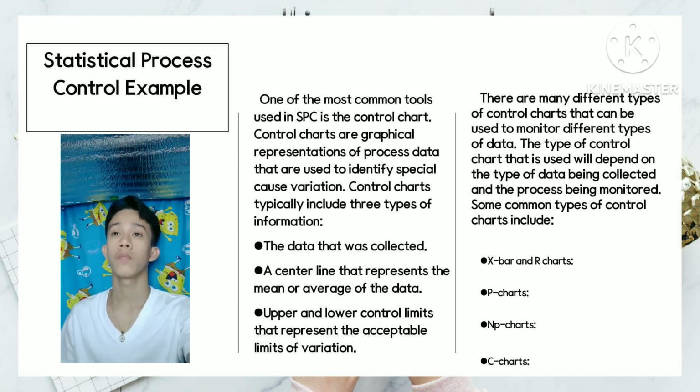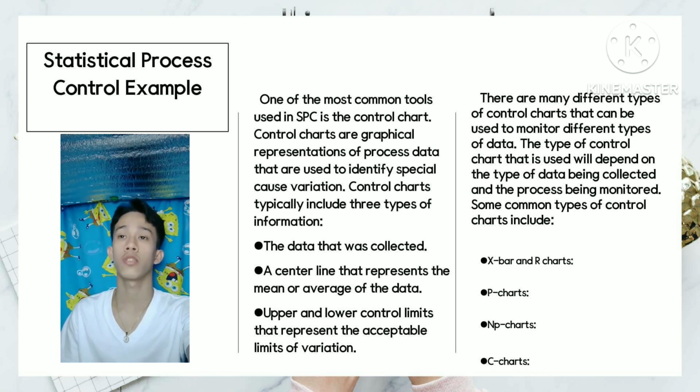Suppose that a company is monitoring the weight of product coming off an assembly line. They collect data for 100 products and create a control chart. The data shows that the average weight of the product is highly below the desired weight, and that the variation is within the acceptable limits. Based on this, the company can conclude that the process is in statistical control and is predictable.